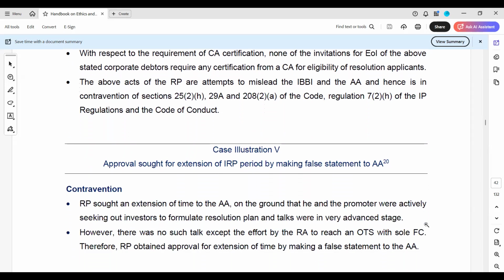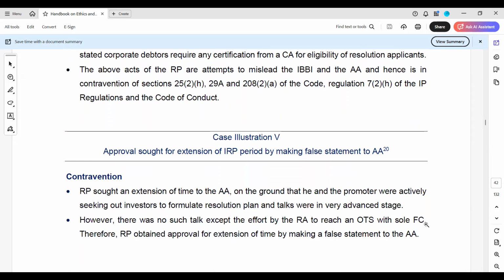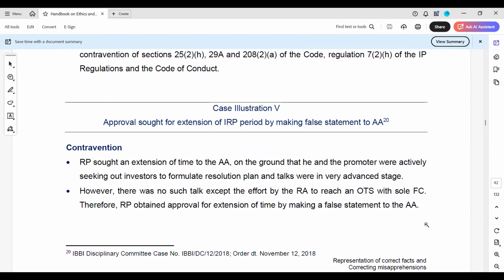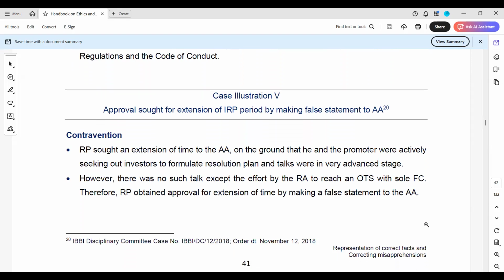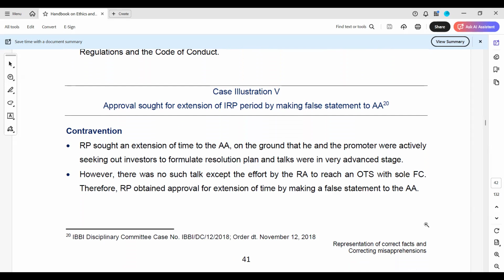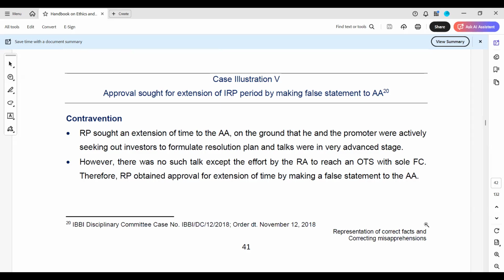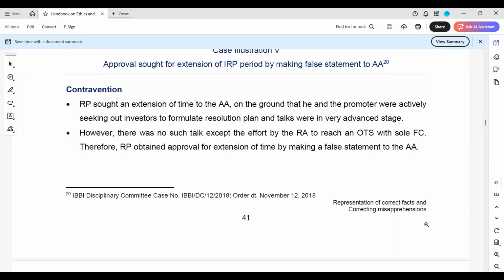Approval sought for extension of insolvency resolution process period by making false statement to AA. So RP sought an extension of time to the AA on the ground that he and the promoter were actively seeking out investors to formulate resolution plan and talks were in very advanced stage. So this is the argument they have given for extension of time. However, there was no such talk except the effort by the RA to reach an OTS with sole financial creditor. Therefore, RP obtained approval for extension of time by making a false statement to the AA.